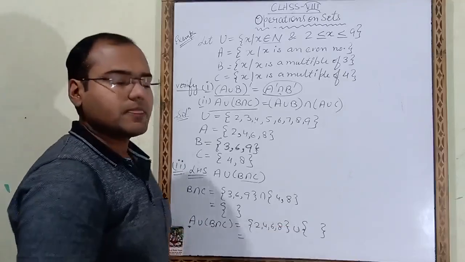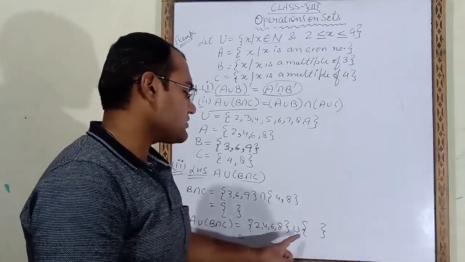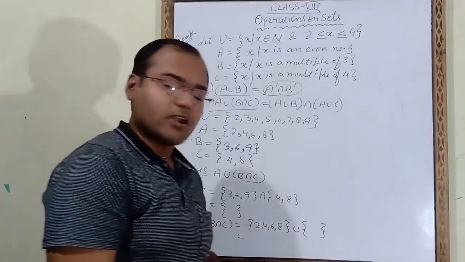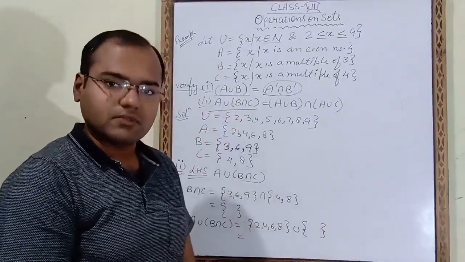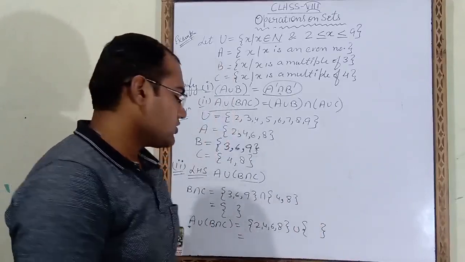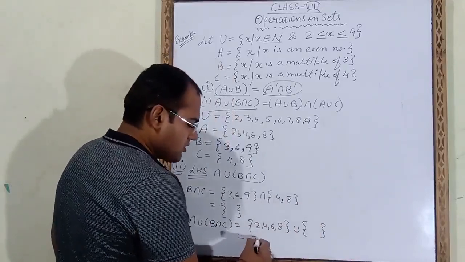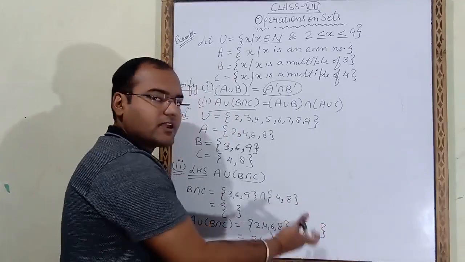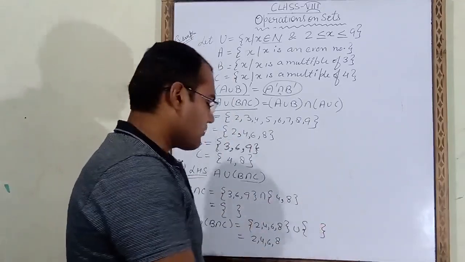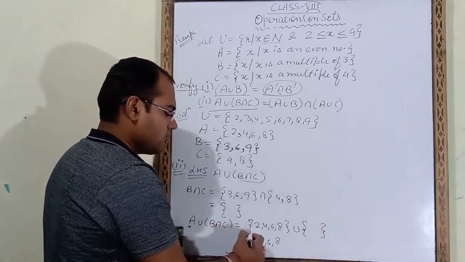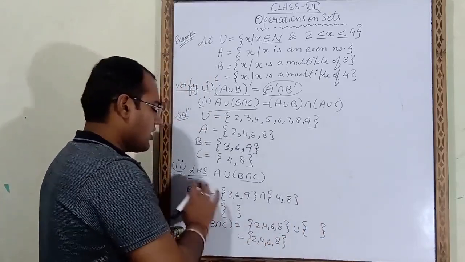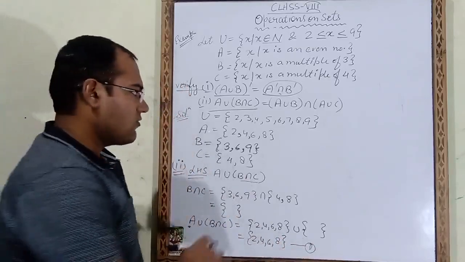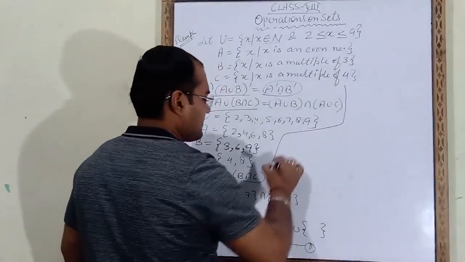Union means, in between these two brackets, the union sign is coming. Union means either we write the first set's elements, or we write the B set's elements, or both. So we will take these elements also, 2, 4, 6, 8. We will take these elements also, but here no element is there. That means the final answer of this union will be 2, 4, 6, 8. Now the left hand side is solved. We will assume this is equation number 1.